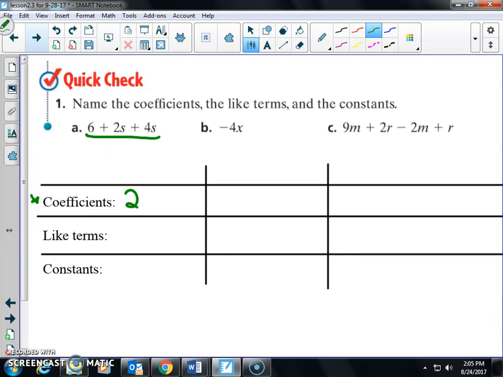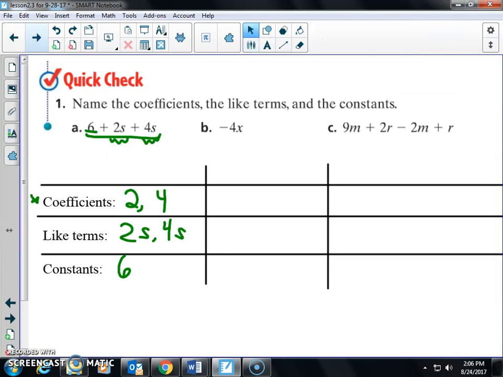What's attached? Coefficient means the number attached to the letter. The other coefficient I see is a 4 because it's attached to s. Those are the only coefficients I see there. Like terms, remember, have to have the exact same letter. I see a 2s and a 4s. They both have s, so 2s and 4s are like terms. So when we write there, we need to put the number and the letter. The last thing they're asking for is constants. Remember, a constant is a number all alone. The only number I see all alone up here is a 6, so I'm going to write a 6 there.